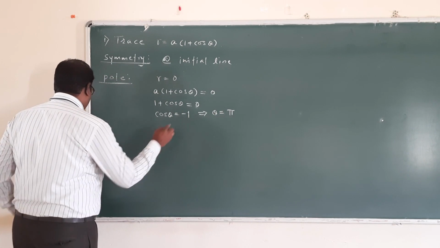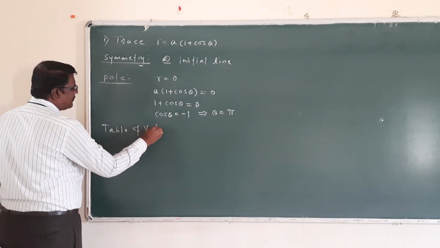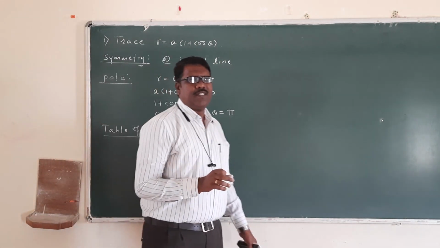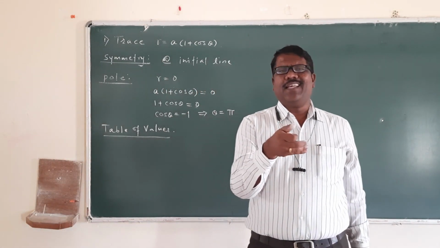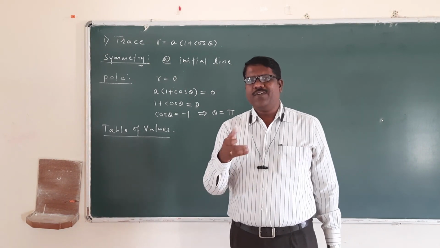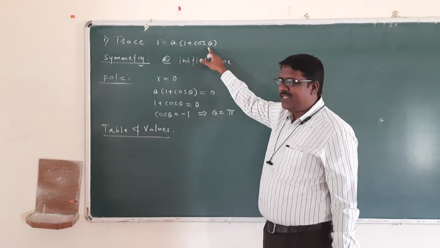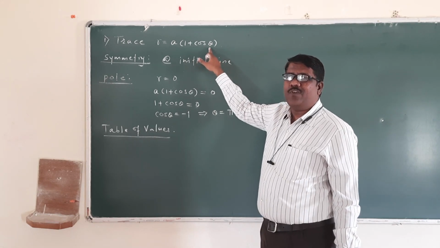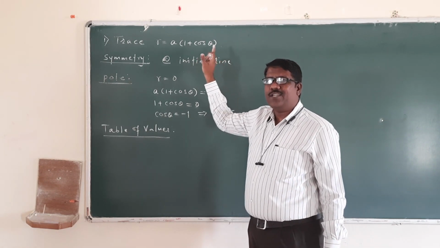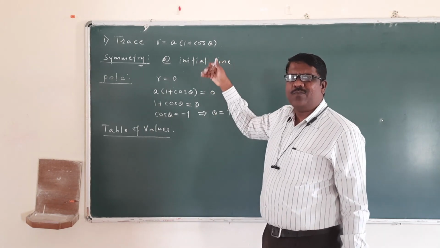The third point is the table of values. In the table of values, what do we do? We prepare a table which contains θ and r. Decide the range of θ. But how do we decide the range of θ? It depends upon the equation. If the equation contains cos θ, as the given equation does, cos θ has a maximum value 1 at θ = 0 and a minimum value −1 at θ = π. It means the range of θ for the given equation is from 0 to π.